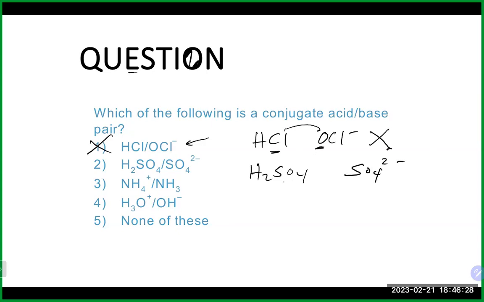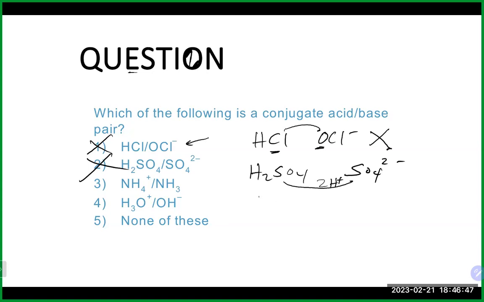The answer is they are not pairs because the difference here is 2 H pluses. So obviously more than one. And if it is more than one, it cannot be a pair. So that one would not be a pair, even though they are related to each other. They are not pairs. We'll talk about that in just a second.